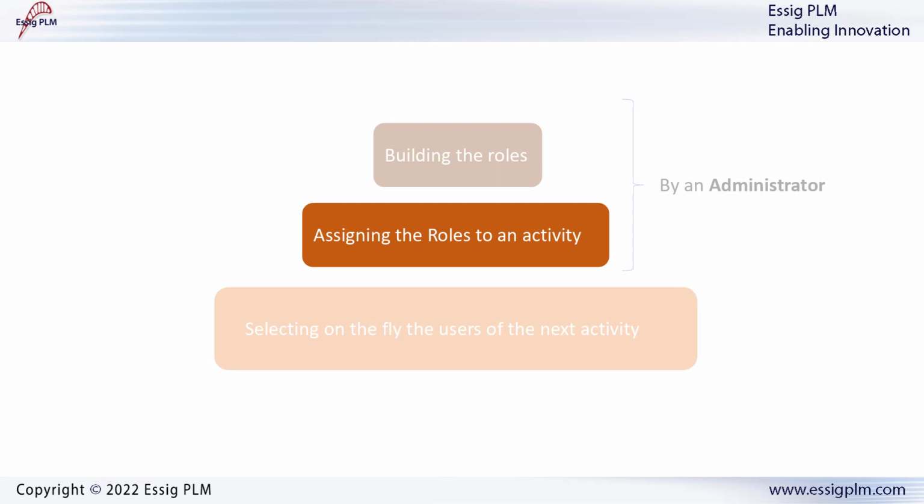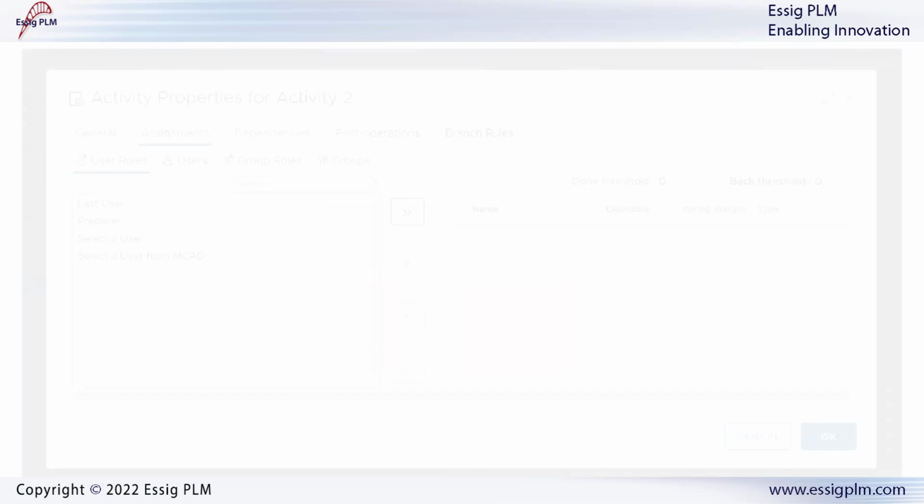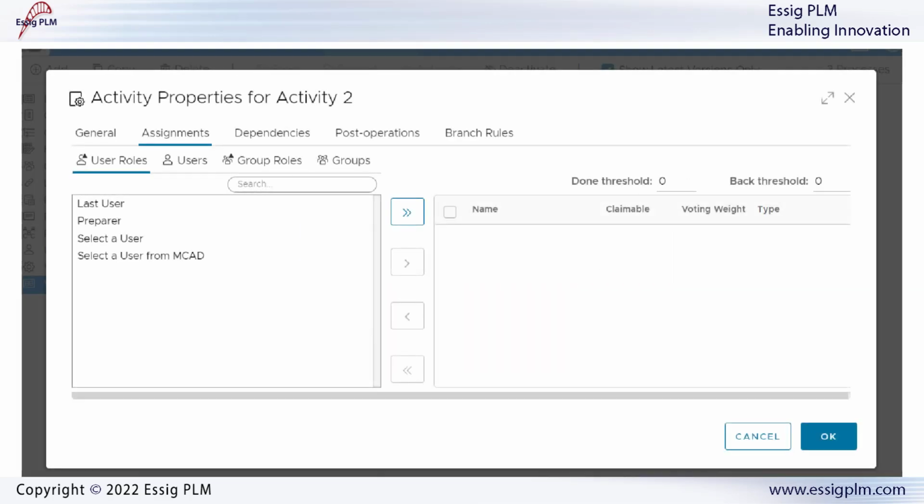It is as easy as editing the activity and selecting the Assignments tab. Here we can see four possibilities: user roles, users, group roles, and groups. All the roles properties of the derived form are going to be displayed here, either among the user roles or the group roles. We have to select them and press the right arrow to assign them to the activity.